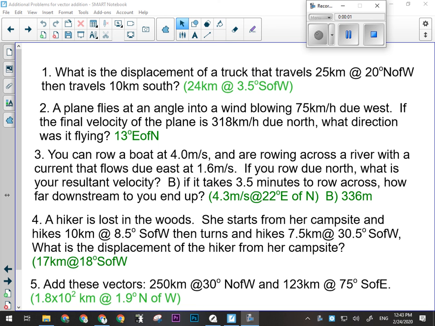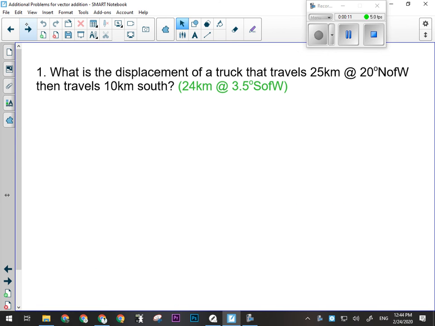Okay, so for question number 1 here, we've got the displacement of a truck that travels 25 kilometers at 20 degrees north of west and then 10 kilometers south. So, the diagram for that one. We've got 25 kilometers at 20 degrees north of west. We're going to draw a reference line that is due west, then go 25 kilometers at 20 degrees north of that, so it's a pretty narrow triangle. This angle is 20 degrees north of west.